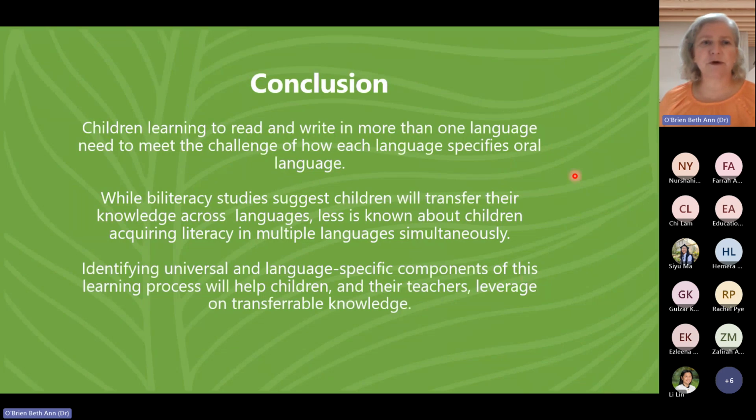So in conclusion, the children learning to read and write in more than one language have to meet this challenge of how each language specifies the oral language. While some of the previous studies in biliteracy suggest that children will transfer their knowledge across languages, we don't know as much about how they do this spontaneously, or whether it's how to train them to do this when they're learning to read and write in multiple languages. But one thing would be to identify these universal versus language-specific components of the learning process, which can help children as well as their teachers, so that they can leverage how to transfer their knowledge from reading and writing in one script to the other.